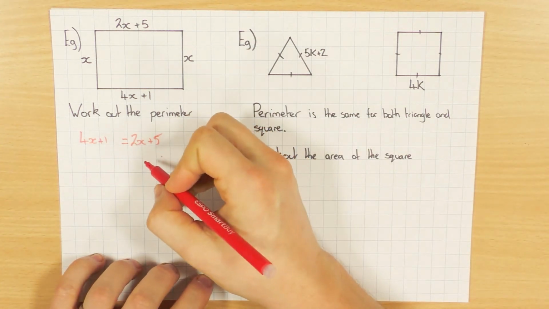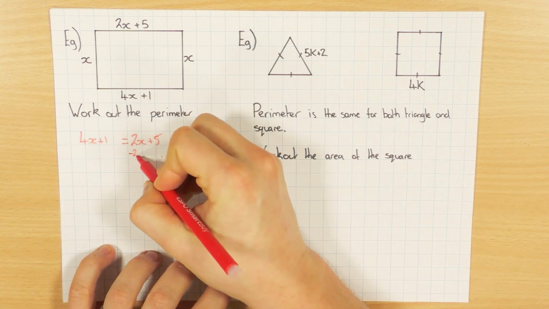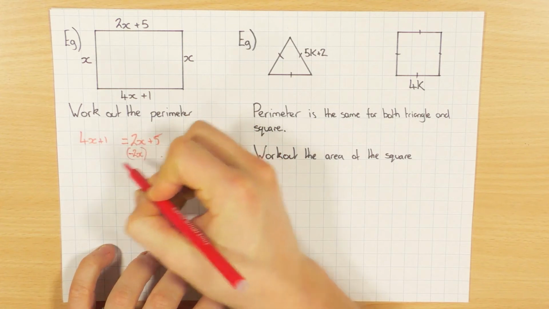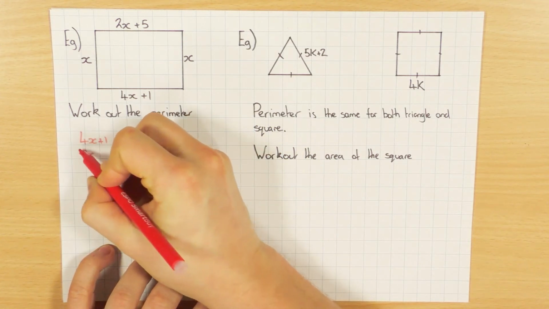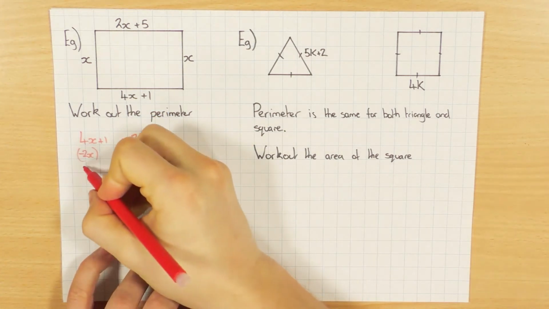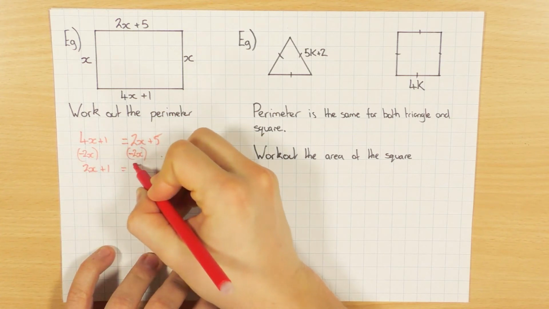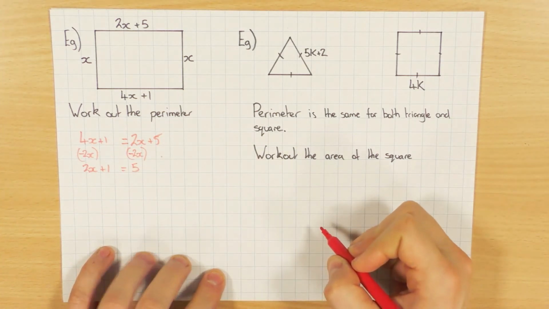So whether you're doing balance method or the flowchart, the first step is the same. We remove the smallest x. In this case, the smallest x is the 2x. So I do the opposite and take away 2x from both sides. That leaves me with 2x plus 1 on this side and 5 on this side.